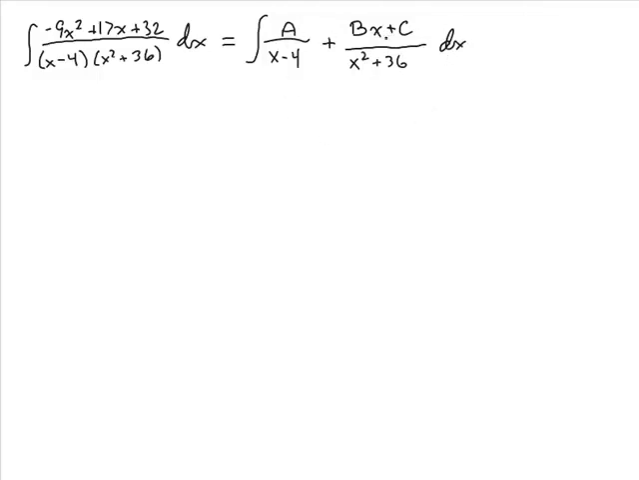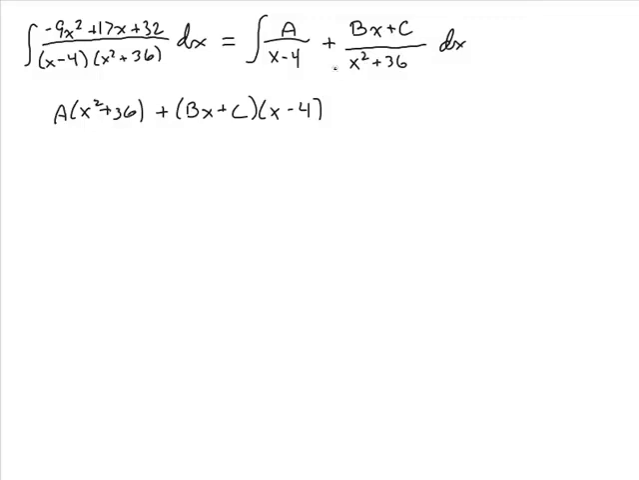So let's talk about how we find A, B, and C. Now, in this video, I'm just going to focus on the numerator. In other videos, I've shown why the setup works the way it does. What you want to think about is going the opposite direction and finding a common denominator. So what would A need to be multiplied by to get a common denominator? Well, it needs to be multiplied by the x squared plus 36. And similarly, the Bx plus C, what would it need to be multiplied by? Well, it needs to be multiplied by the x minus 4.